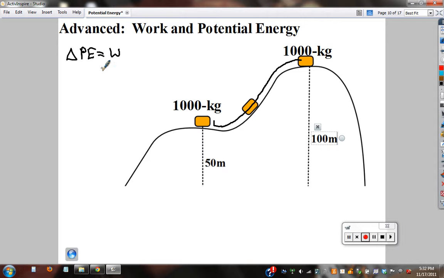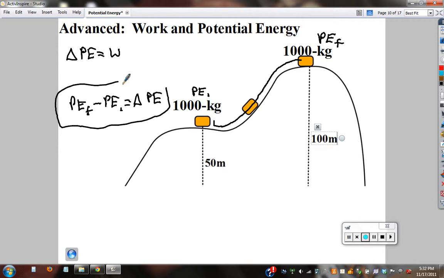Potential energy equals work. We need to find the change in potential energy. If I know the potential energy here, call this the initial, and the potential energy here, call this the final. The difference between the two is how much potential energy changed. Okay, PE final minus PE initial equals change in PE. So, solve for potential energy at each spot, subtract it, and tell me the change.